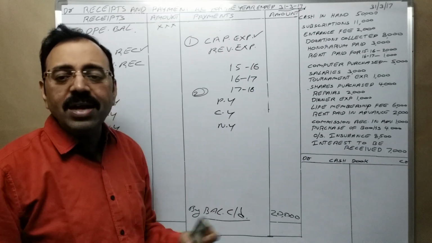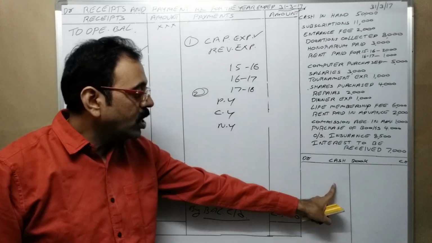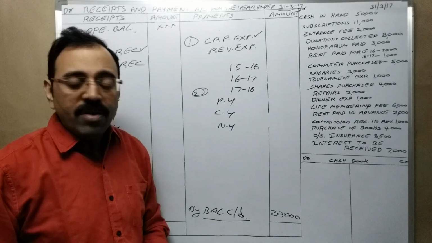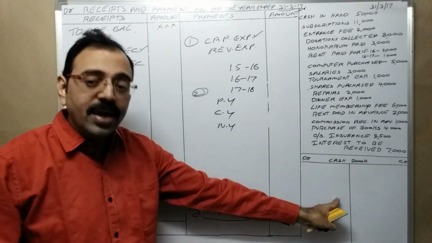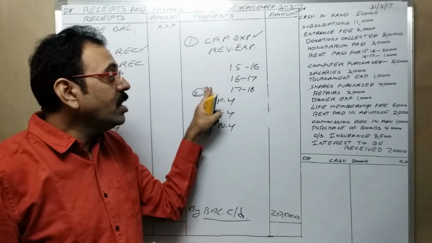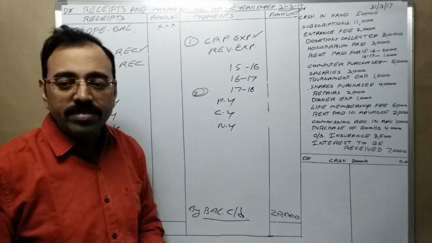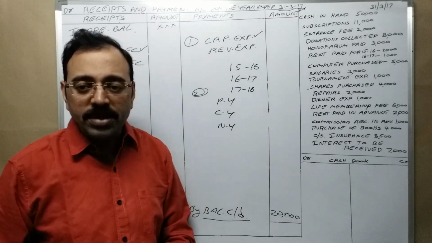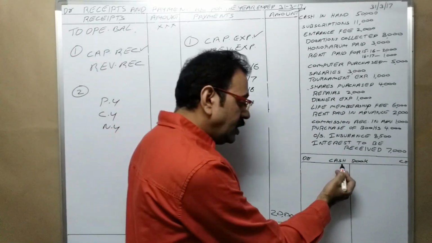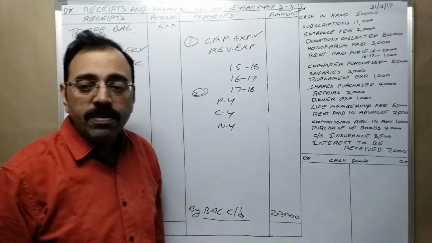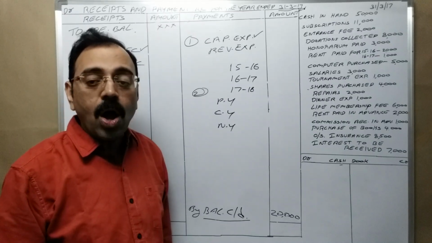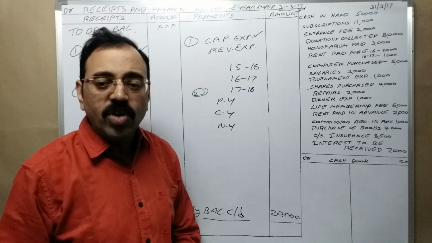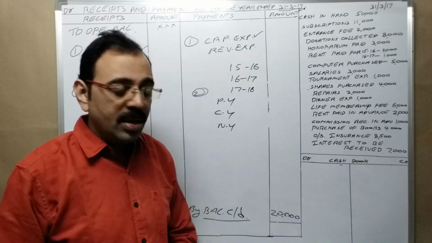Then what is the exact difference between the cash book and the receipts and payments account? When the cash book is prepared, again, why should we prepare the receipts and payments account? Clearly observe this point. The receipts and payments account is a summary of the cash book. What is the meaning of that?